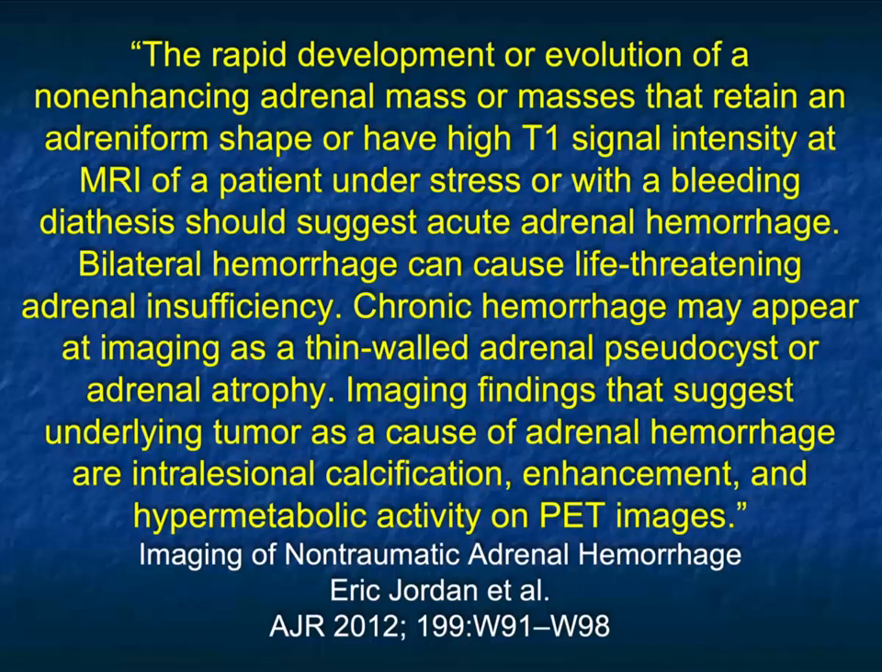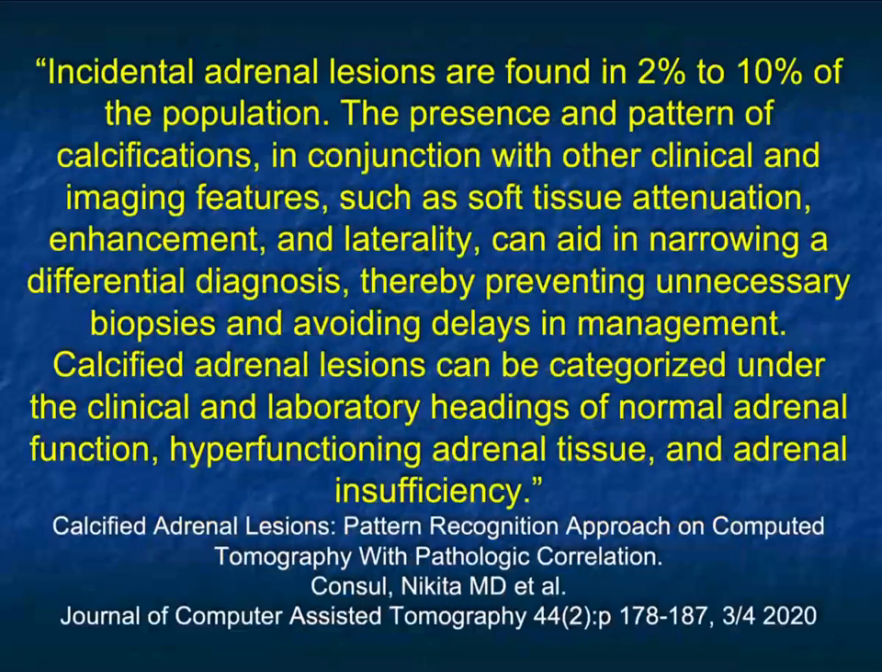Imaging findings that suggest underlying tumors as a cause of hemorrhage are intralesional calcification, enhancement or hypermetabolic activity on PET images. I think one of the challenges, and I'll show you some examples, is when lesions spontaneously bleed, every once in a while you can recognize a tumor underneath the lesion, but in most cases you can't.